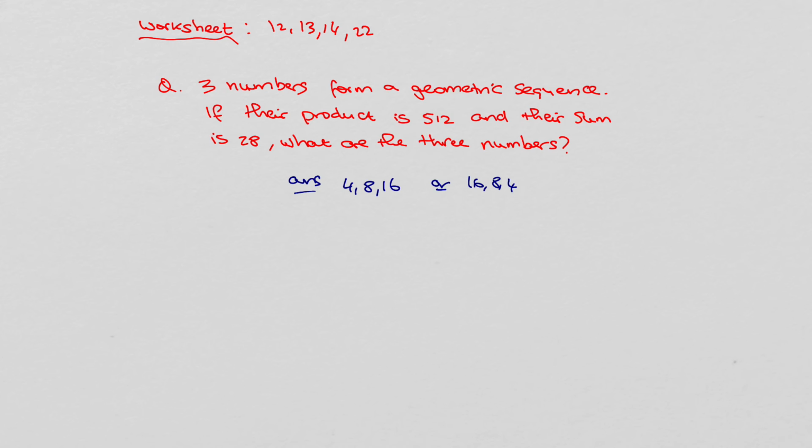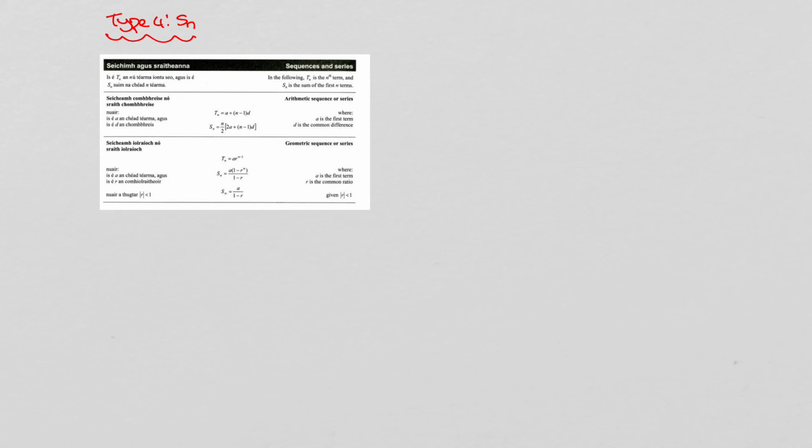Okay, so the next type then. So type 4 is where we're going to get the sum to n terms. So again, we've done this with arithmetic sequences, but because we're looking at a geometric sequence, we have to be careful because we're going to be using a different formula altogether when we're summing up all of the terms in a geometric sequence.